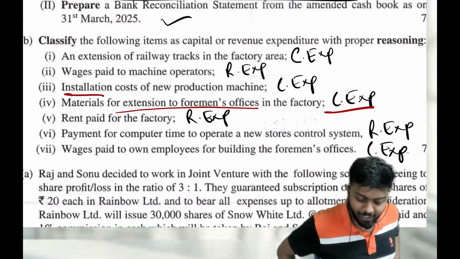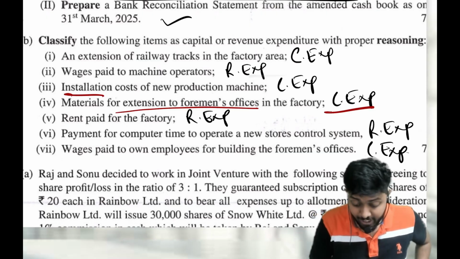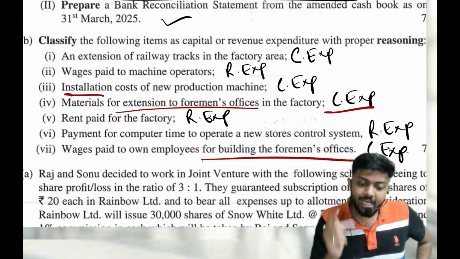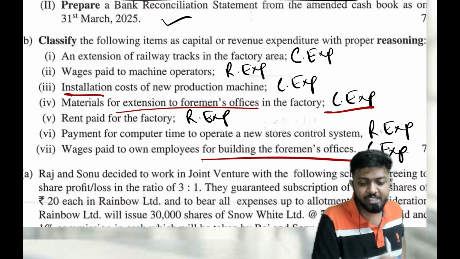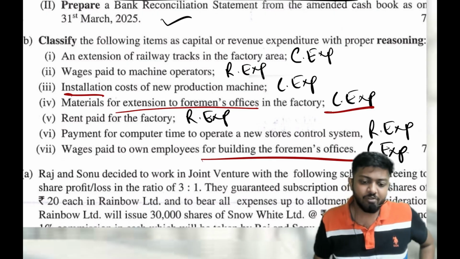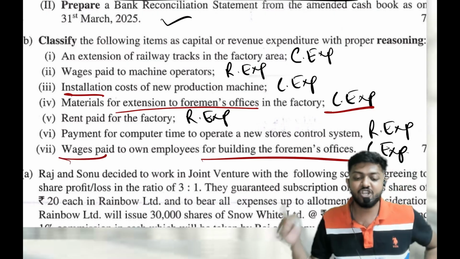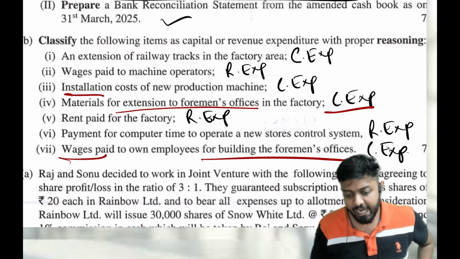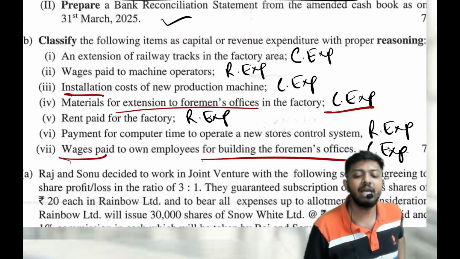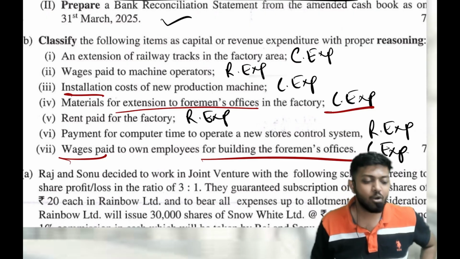Wages paid to own employees for building foreman's office. Now, building foreman's office is capital expenditure. Any directly attributable expenditure with respect to acquisition or construction of the fixed asset will be considered as capital expenditure. Now, wages paid is for the purpose of construction of a fixed asset, which is the building, and henceforth will be treated as capital expenditure.